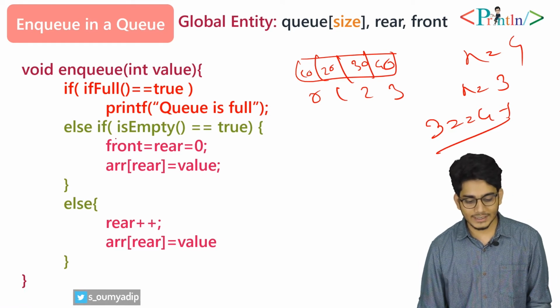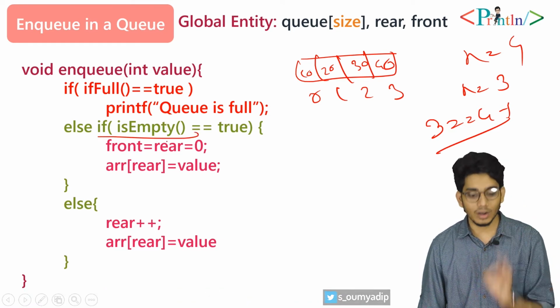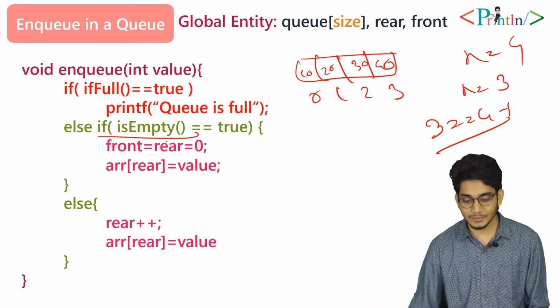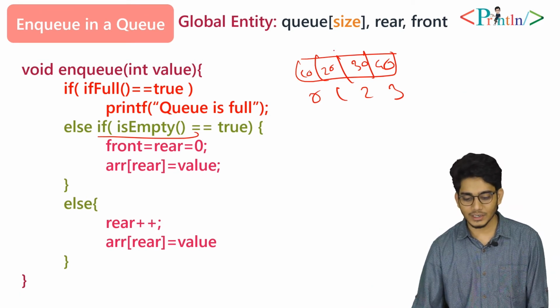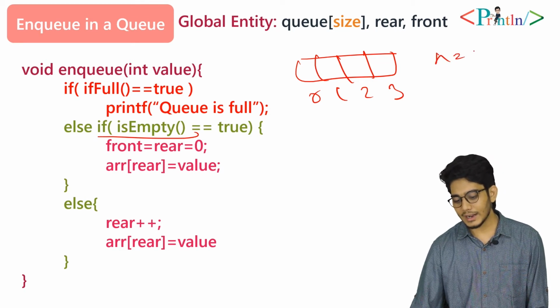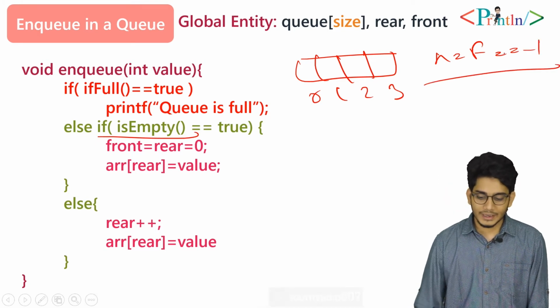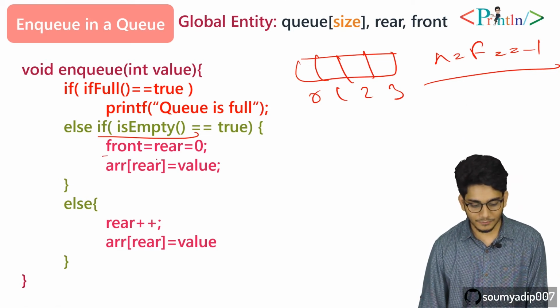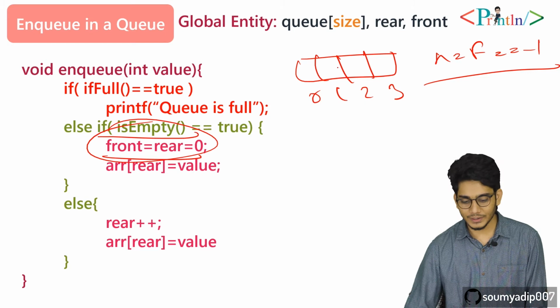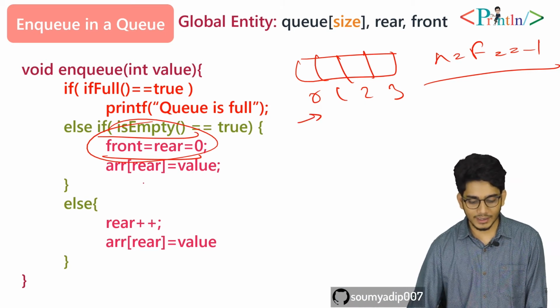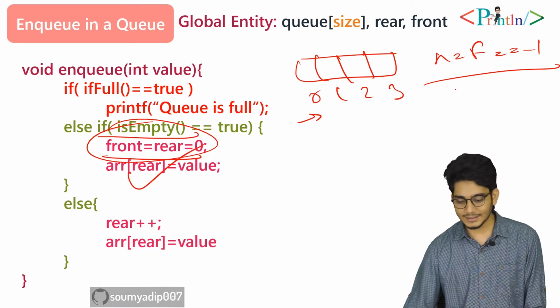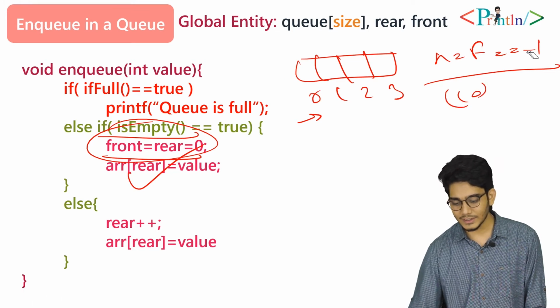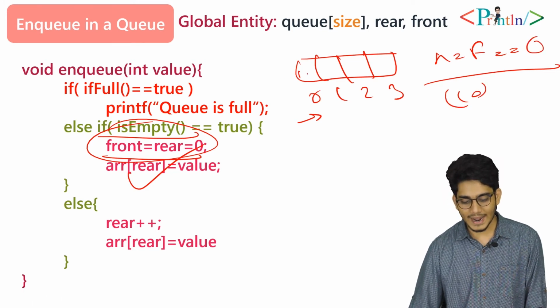Then we'll check whether our queue is empty or not. So how can we say that our queue is empty? Let's say that we don't have any value within our queue. We don't have anything. Now our rear and front equal minus 1. So if both of them are minus 1, then we'll increment the front and rear, and then we'll add the value. Let's say we'll add 10: we'll increment the front and rear, both will be 0, and we'll add 10.